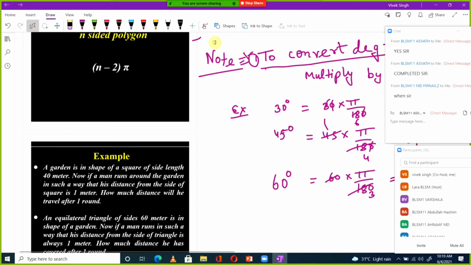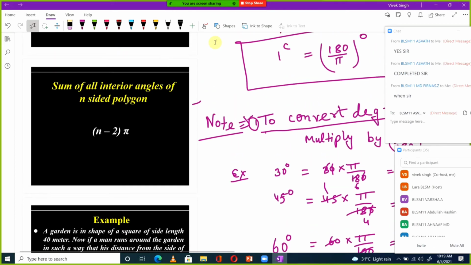One more thing before this. I think this one you know already from basic classes, I think in class 8 it was there. Sum of all interior angles of any polygon with n sides will be n minus 2 into pi, or you can say 180 degree also. Pi means 180 degree. Pi is in radian, 180 degree will be in degree.